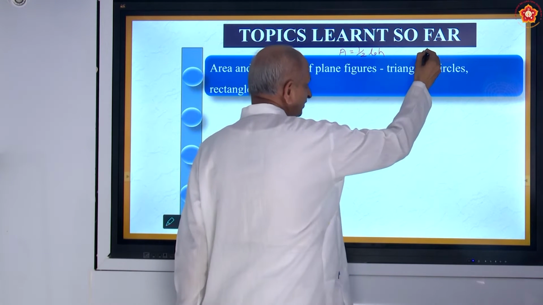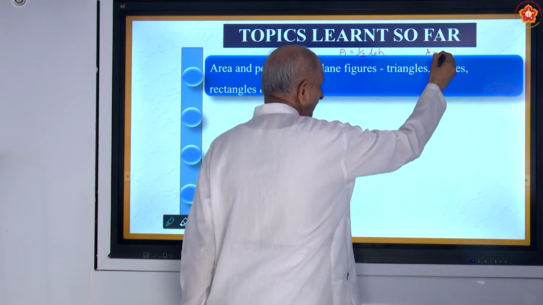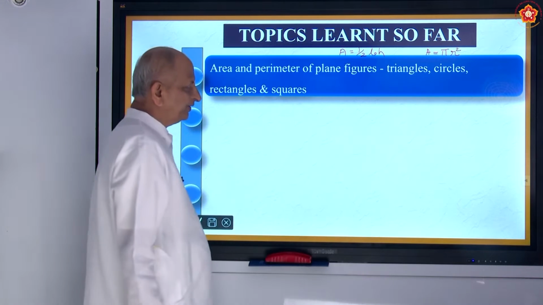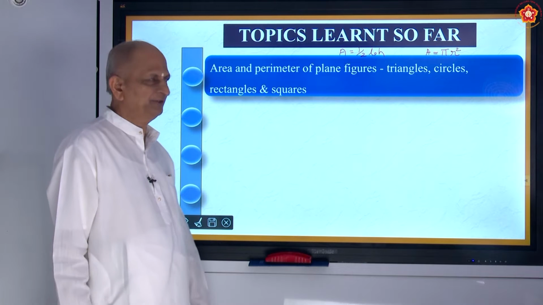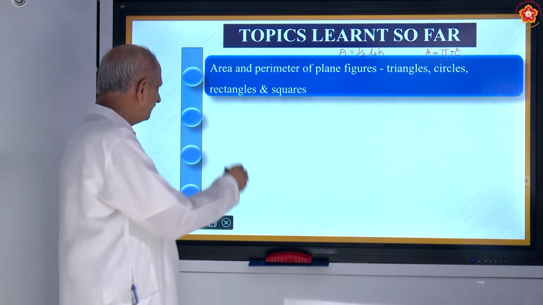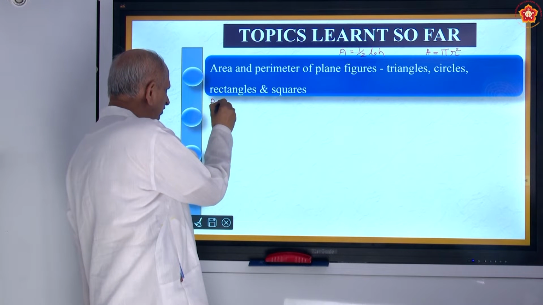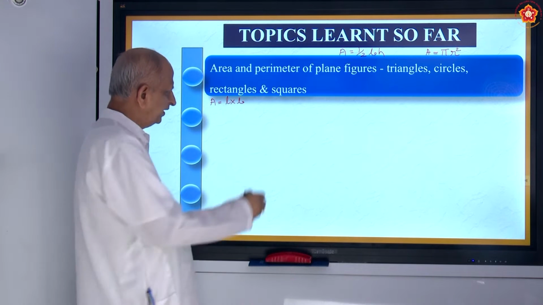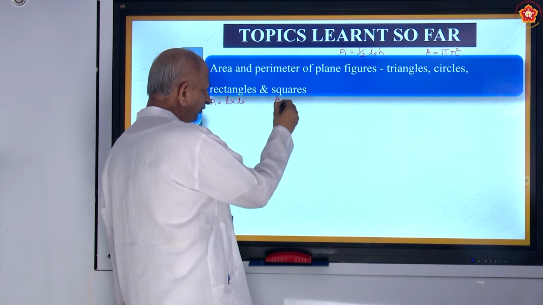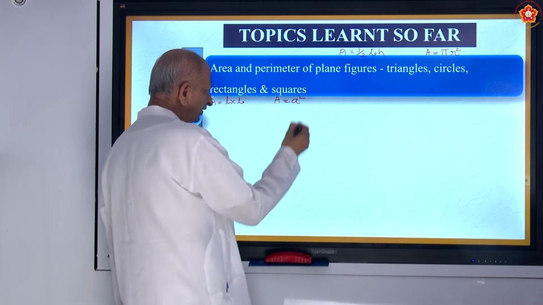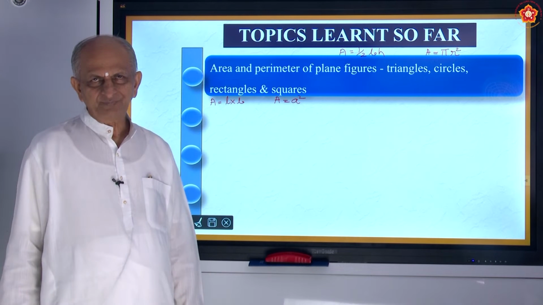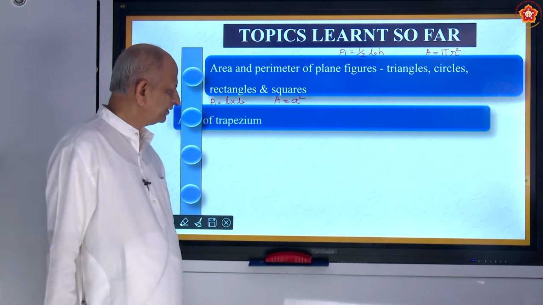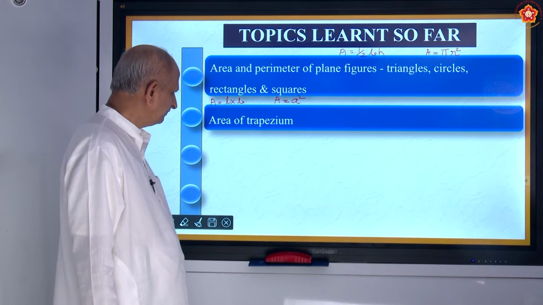Area of circle, A is equal to pi r square. What is pi? 22/7, approximate value. R is the radius. And area of rectangle, A is equal to length into breadth. Okay. And area of a square, A is equal to A square or L square. You noted all this? Okay. Make a big list of it and it will be easy for you to study.